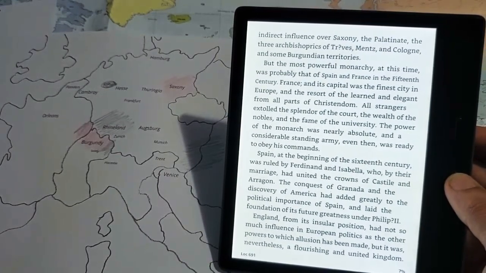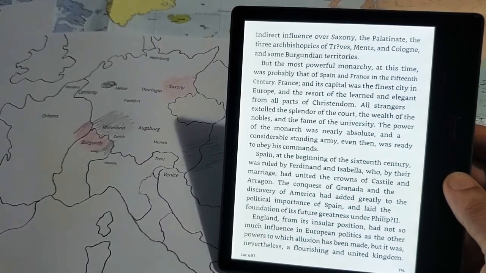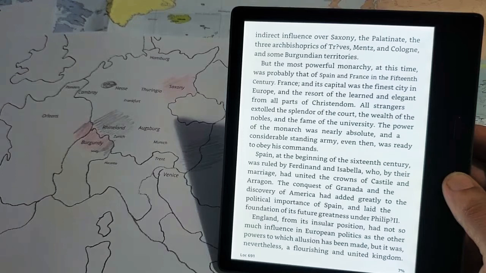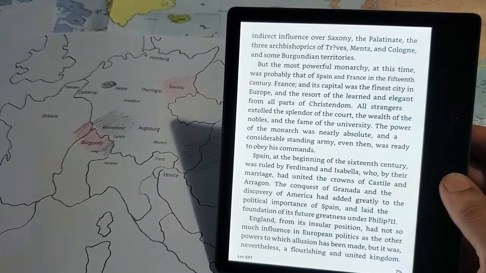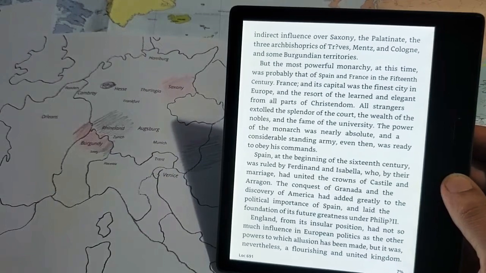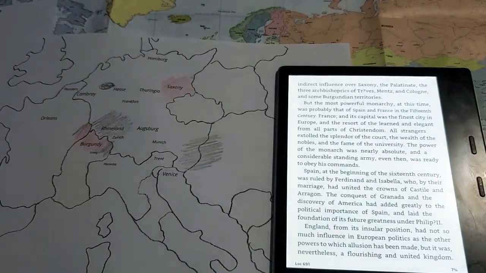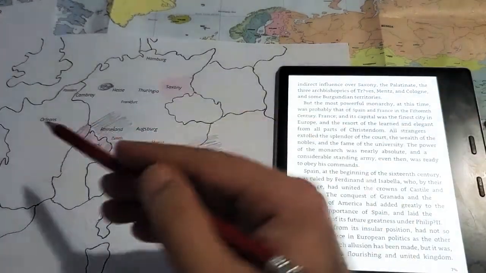The most powerful monarchy at this time was probably that of France, and its capital was the finest city in Europe, and the resort of the learned and elegant from all parts of Christendom. All strangers extolled the splendor of the palace, the wealth of the nobles, and the fame of the university. The power of the monarch was nearly absolute, and a considerable standing army even then was ready to obey his commands. So here we're talking about France. Maybe I want to switch to a different color, but it may not work. So I'll just hatch it.